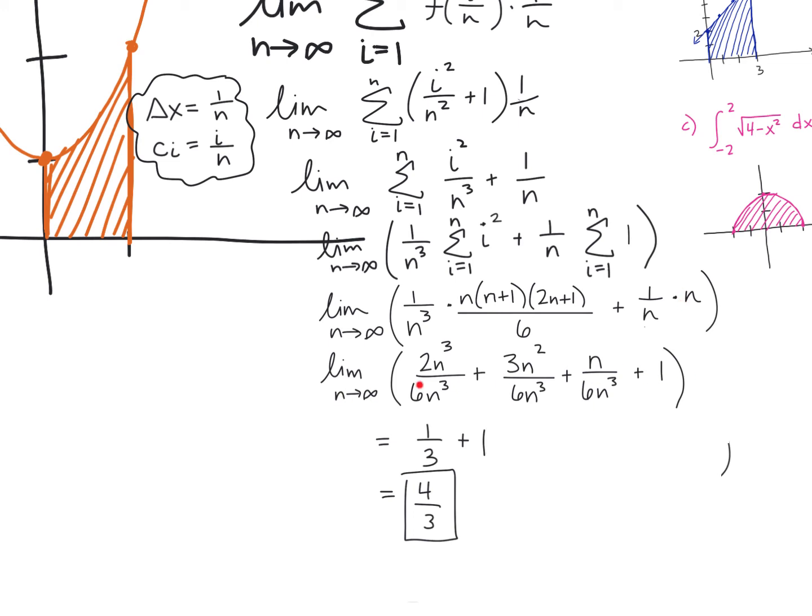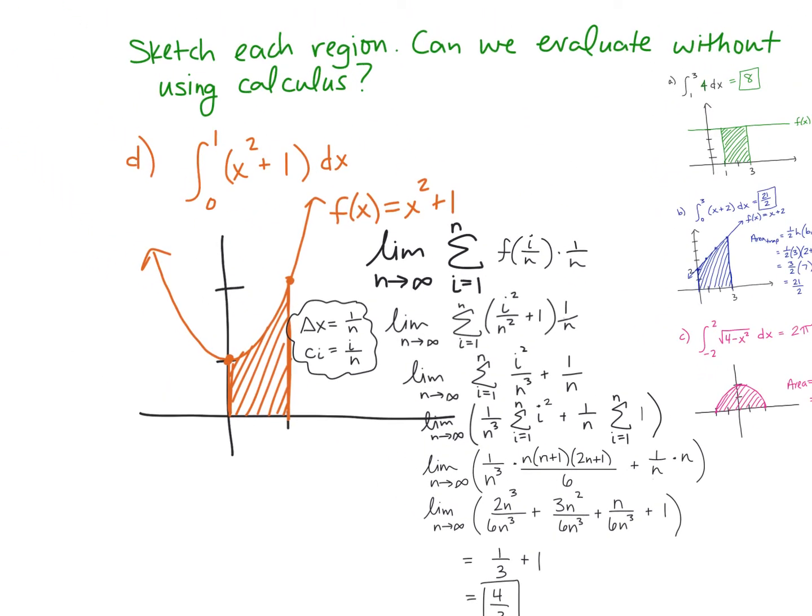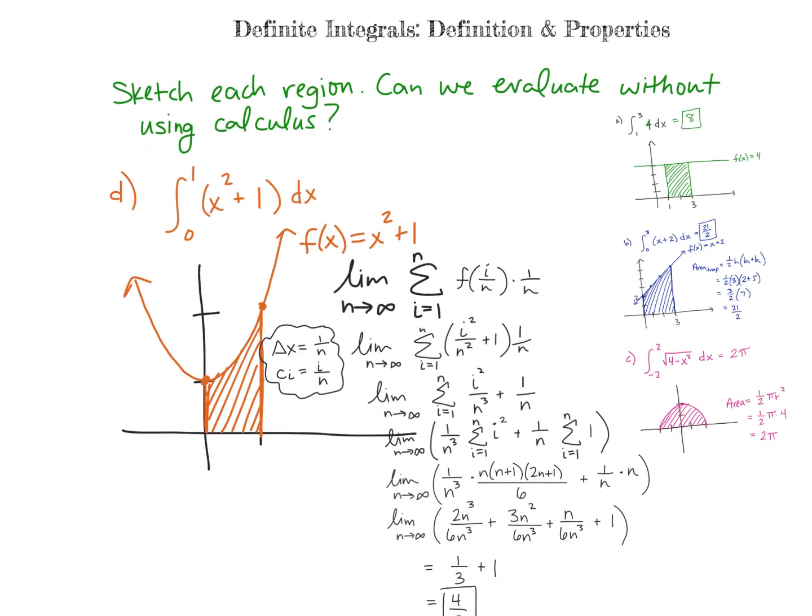Then invoking the limit, once I simplified, we ended up with 2 over 6. These both went to 0, plus 1. So we had 1/3 plus 1, which is 4/3. All right, so that is a long process, but one that we know. But it takes a very long time to use that limit definition.